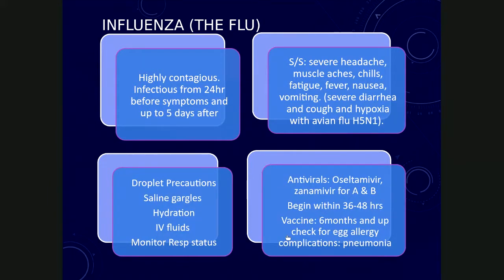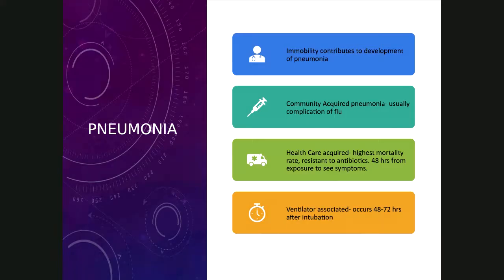So, moving on into pneumonia. There are several causes of pneumonia, and pneumonia is simply inflammation of the lungs by a bacterial or a viral infection. Immobility contributes to development of pneumonia. You'll see patients in the ICU on ventilators, and you have ventilator-acquired pneumonia, which is the last one on there.